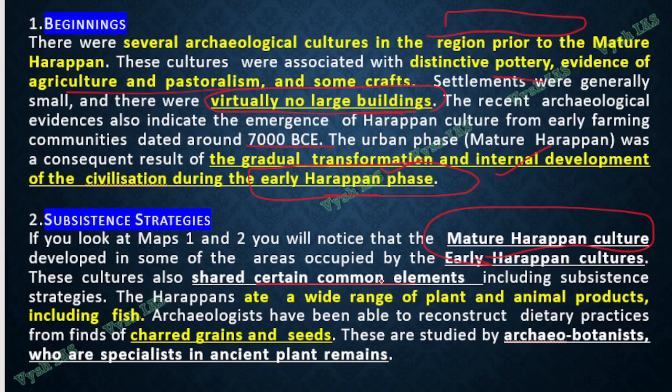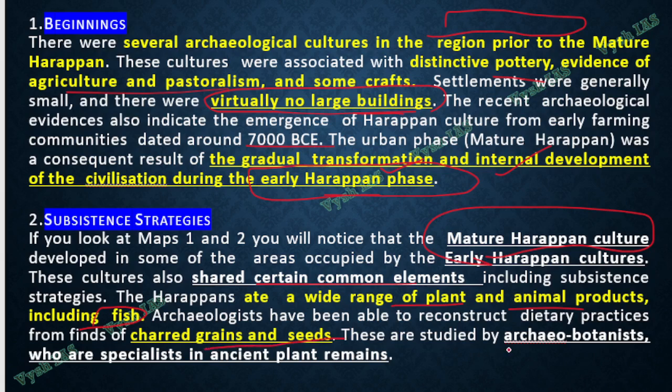And you should notice that people there consumed a very large variety of plant food and animal food also, including fish. This can be a direct UPSC statement, that Harappans consumed fish, or there is evidence that Harappans consumed fish. That's all true. Grains, seeds, fish, everything.